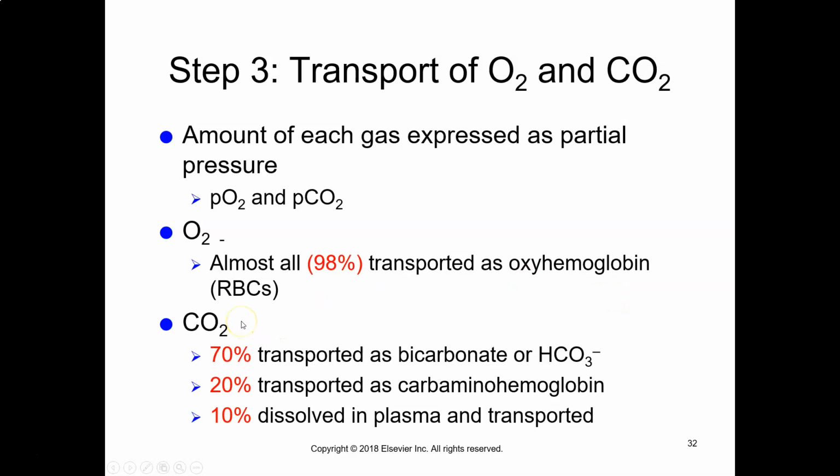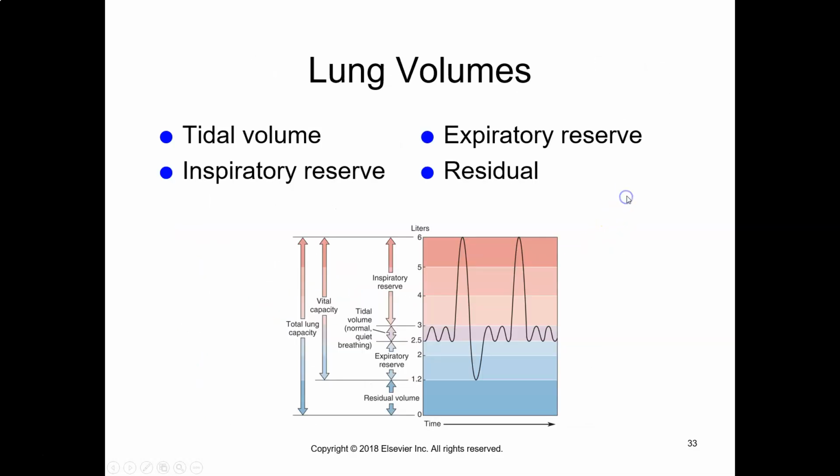And carbon dioxide, and we'll talk about more of that in pharmacy, but 70% is transported as bicarbonate. Remember unit 1, talking about hydrogen combining with CO2? So it becomes bicarbonate. 20% is carbohemoglobin, and 10% is dissolved in the blood. You don't necessarily need to know the 70, 20 and 10, but you do need to know that oxyhemoglobin carries the oxygen in the red blood cells, and CO2 becomes bicarbonate.